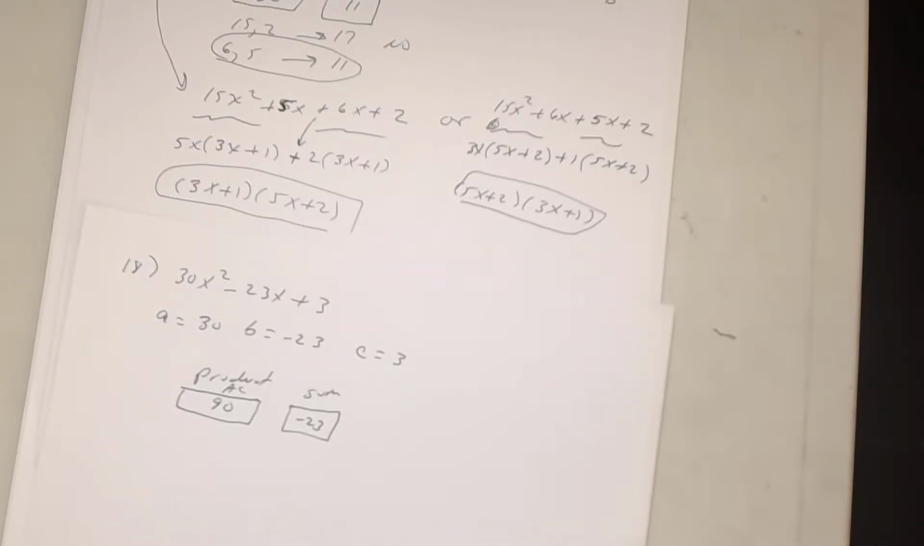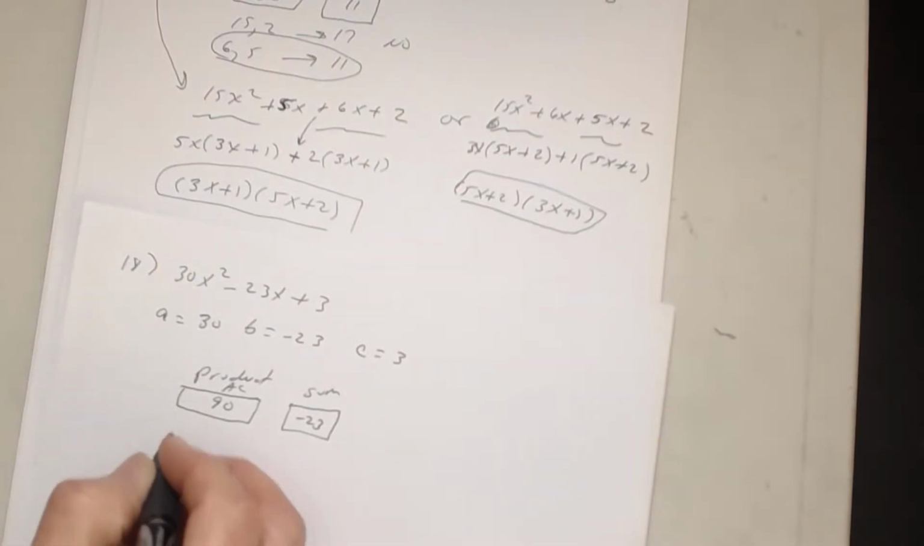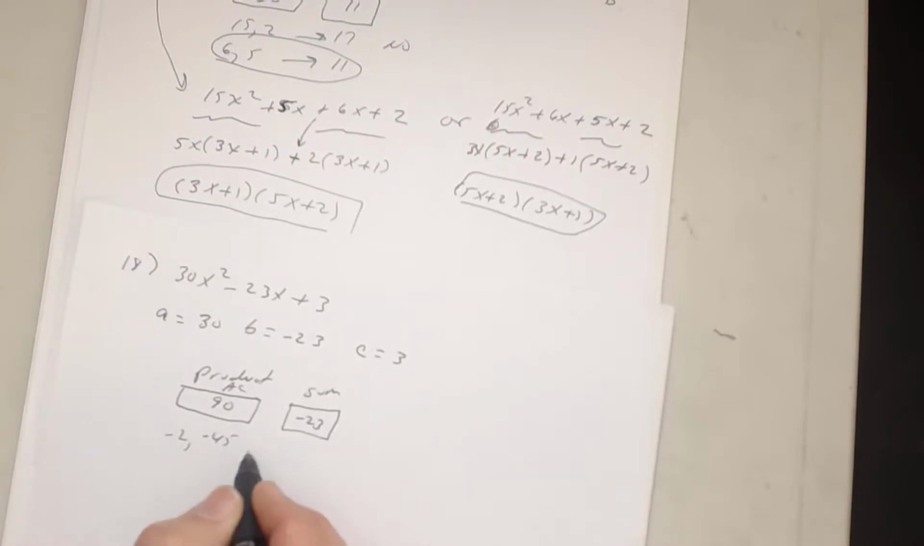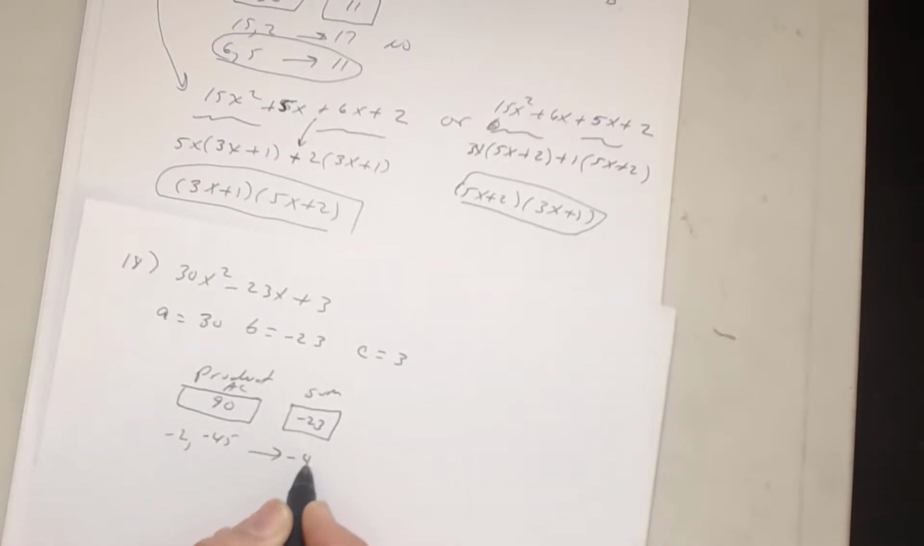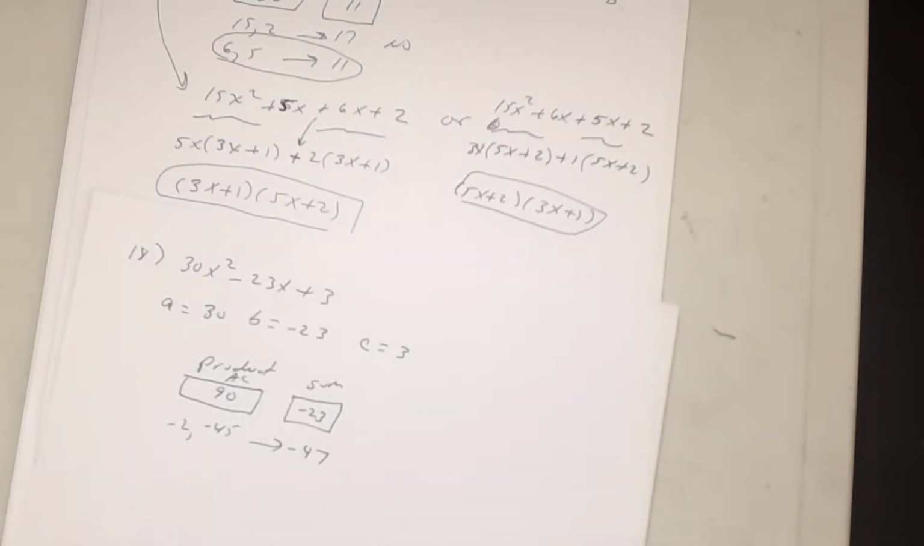So come up with some ideas what you think would work for 90. Negative 2 and negative what? 45? Yeah. All right, so negative 2, negative 45. I agree that product is 90, but what's the sum? Negative 47, so that's not what you wanted. Okay. Use your calculator to help you. Come up with some ideas.